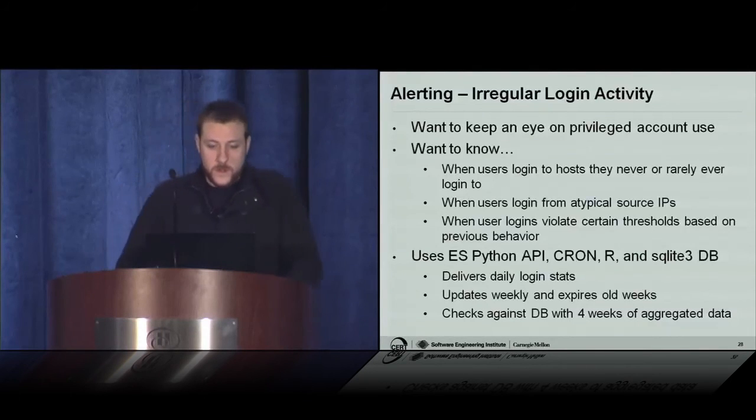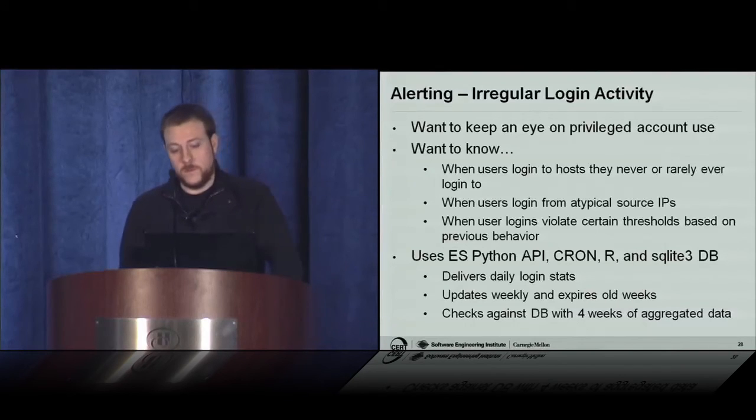Another thing I did was use scripting to pull data to alert on irregular login activity. The basic idea behind this was to keep an eye on privileged account use. We wanted to know when users logged into hosts they never or rarely logged into, any attempts from atypical source IPs, or whenever the login activity violated certain thresholds. So basically, I would just query Elasticsearch. The alerting mechanism works just like the Windows alerting mechanism, and that'll query every 4 minutes, 15 times an hour.